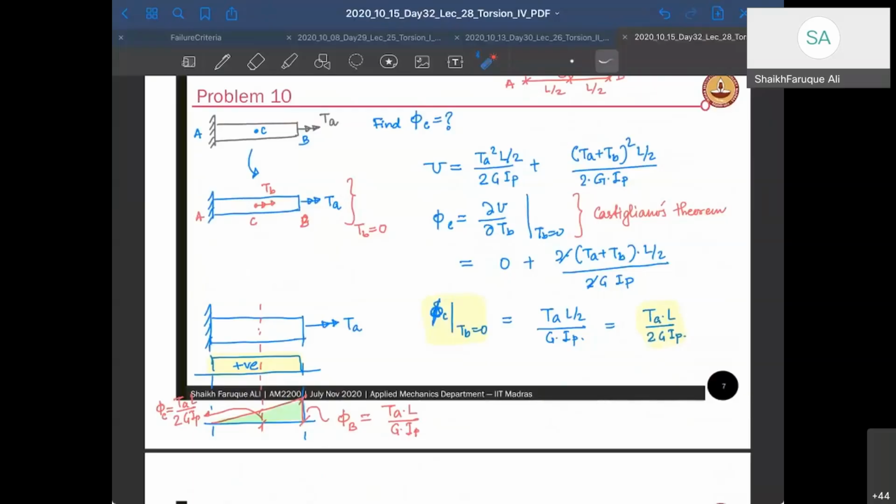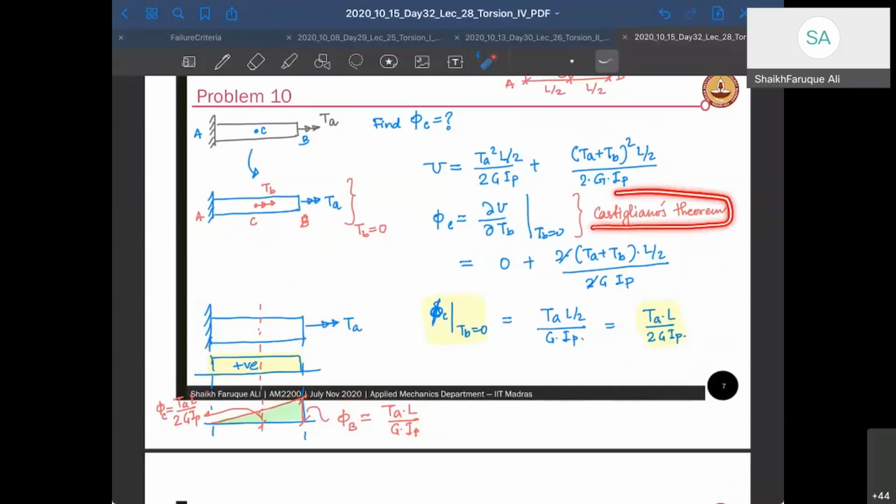Yeah, right. It's correct, because if I now do it through our analytical formulas, I have this member and I have a TA here. The torque is positive all through, and therefore I can find the twist directly by this. So the twist at B is going to be TA into L by GIP. And we know that this is linear, therefore that's going to be half. So that is TAL by 2GIP. And this is also what we got. Okay. All right, so this method is called Castigliano's method.